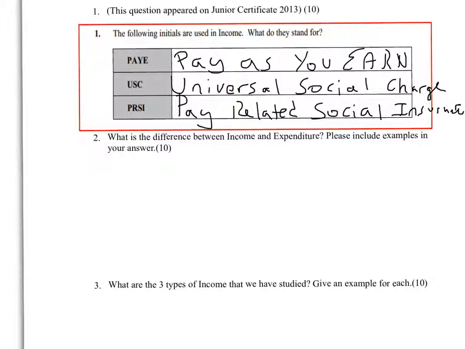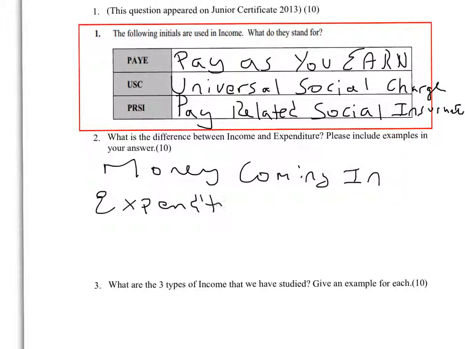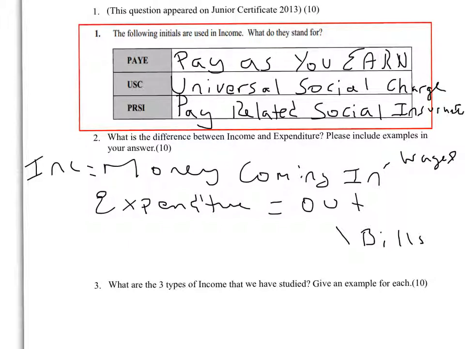We know that income is money coming in, and expenditure is the opposite of this. It's money going out. So income is money coming in, expenditure is money coming out. And simply just give an example for each. So an example for income could be something like wages. An example for expenditure could be anything. Could be bills, holiday, something like that.